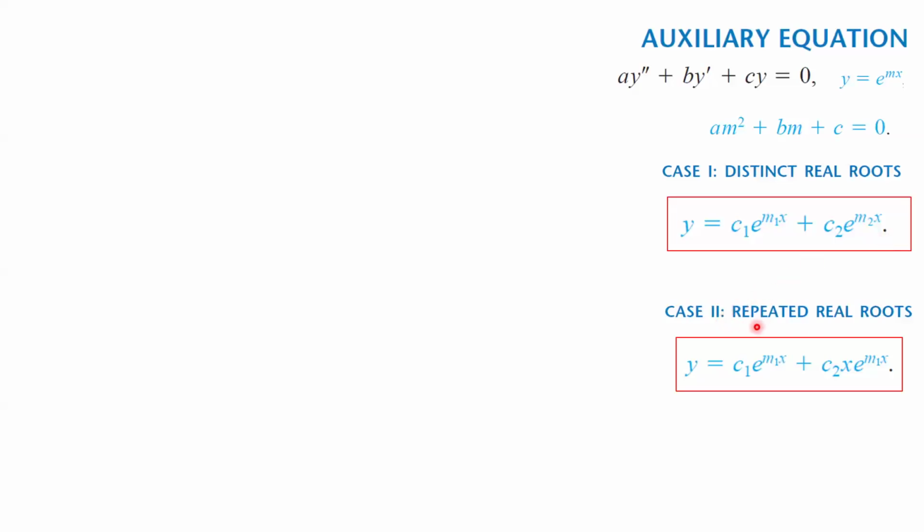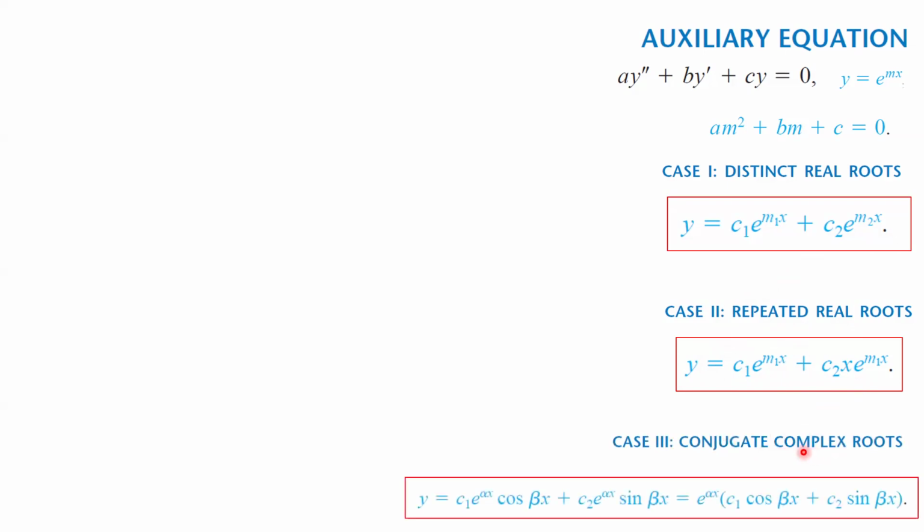The second case is where you have repeated real roots. The general solution is c1 e to the power m1x plus c2 x e to the power m1x. And finally, when you have complex roots, you end up with the general solution y equals e to the power alpha x times c1 cosine beta x plus c2 sine beta x.